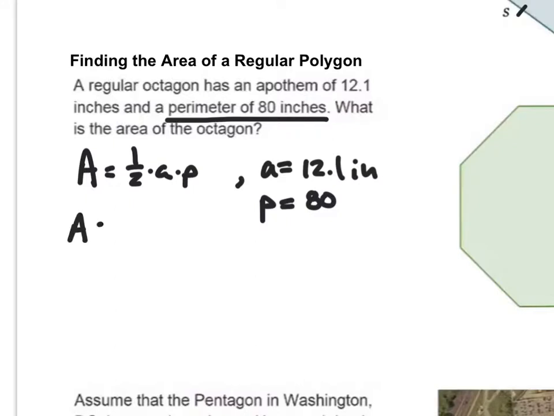So I've got area is equal to 1/2 times the apothem length, which is 12.1, and then times 80.